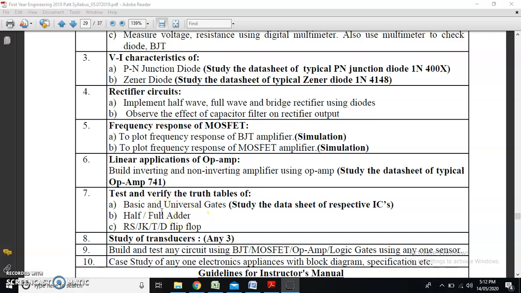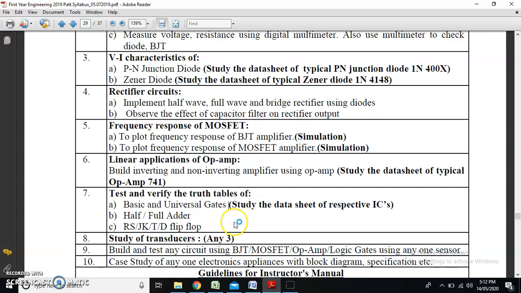Now since we are performing all the experiments on virtual lab, I have tried to find out whether I can get the virtual lab for basic and universal gate truth table verification. But fortunately and unfortunately, I didn't find any lab that explains the basic and universal gates. Their internal designing lab is there, but truth table verification is not there at all.